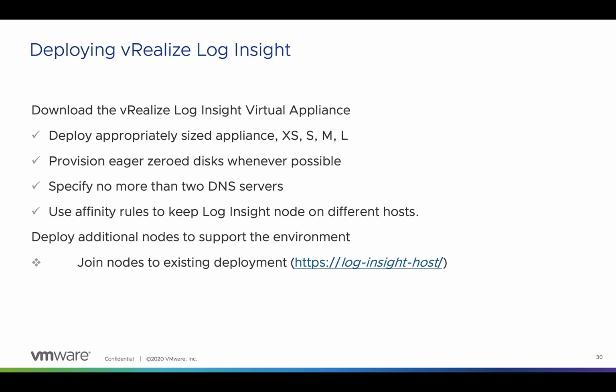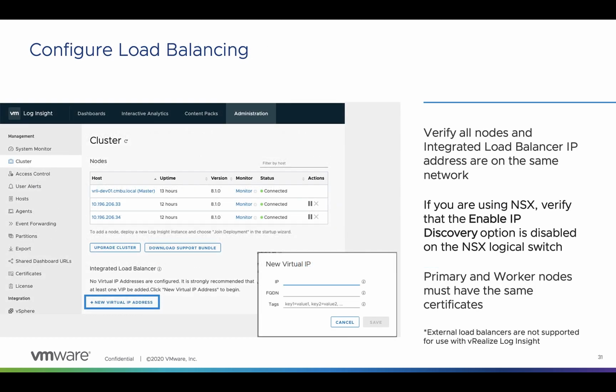You can deploy additional nodes to support the environment. You simply deploy a new node, and when you connect to it, it'll ask you if you want a new deployment or to join an existing deployment. Log Insight uses an integrated load balancer, and this ensures that incoming ingestion traffic is accepted even when some nodes are unavailable. You can configure multiple virtual IP addresses if you want to use this for tagging specific log messages. External load balancers are not supported for using Log Insight. The best practice is to include an integrated load balancer in all deployments, including single node instances.